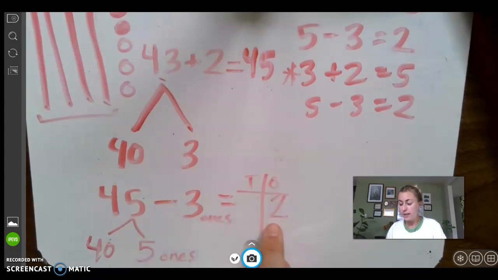I can draw my little place value chart here. 5 minus 3 is 2, so I'm going to put a 2 in my ones place. And my 40 stays exactly the same. And I know 4 tens means that I'm going to put a digit 4 in the tens place. So now I see that 45 minus 3 equals 42.